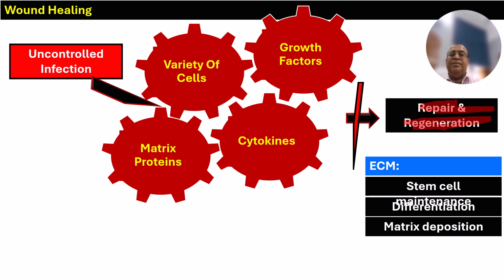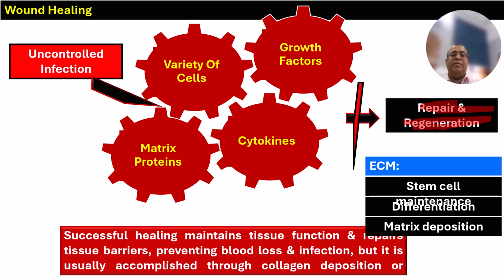So in the extracellular matrix, maintenance of the stem cell, their differentiation and the deposition of the matrix are key for healing and fibrosis. Successful healing maintains tissue function and repairs tissue barriers, preventing blood loss and infection, but usually if there is extensive damage, it may be repaired by collagen deposition or scarring that is termed fibrosis.